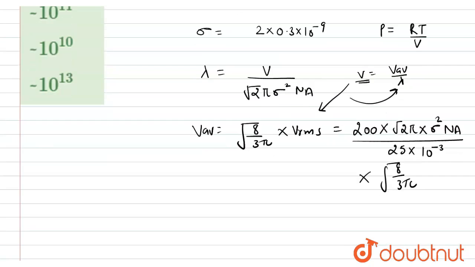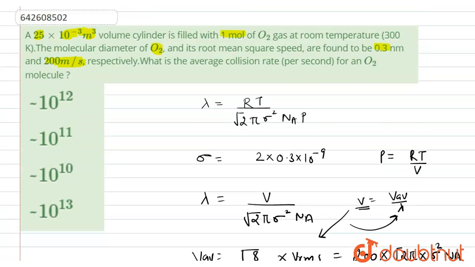Now on solving this equation we get it will become 0.1768 into 10 raised to power 10 per second. Hence that is nearly equal to 10 raised to power 10 per second. Hence option C is right.